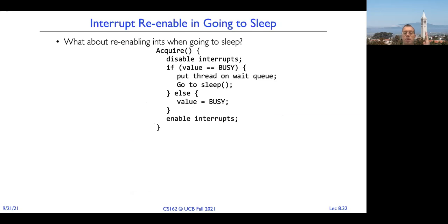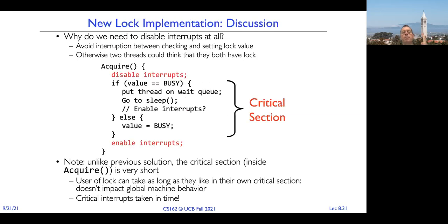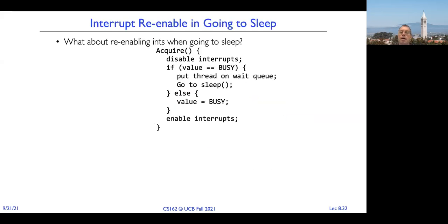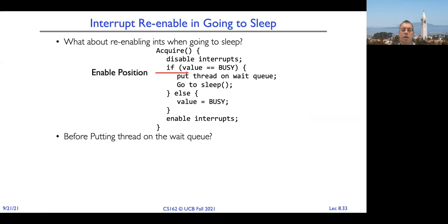Now, what is a big problem? Here is a big problem. We need to enable interrupts when we put the thread on the wait queue, because we need to allow other threads to execute, in particular the thread which is in the critical section. But the question is, where do you need to enable the interrupts? There are three possibilities. One is here, before putting the thread on the wait queue. Is it correct?